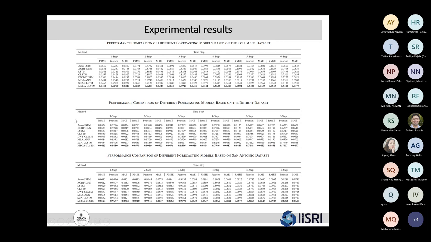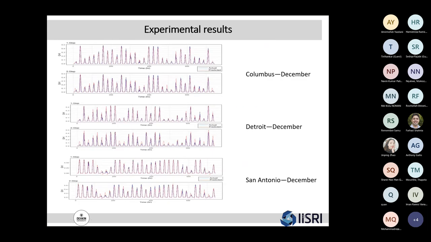You can see such behavior for the other datasets, for example Detroit and San Antonio, where our model performs the best in comparison with the state-of-the-art algorithms. As you can see in this figure, as a specific example, for the month of December for Columbus, Detroit, and San Antonio, for one step and two steps ahead, I have demonstrated the actual values of the GHI time series in blue, and their predicted values in red, obtained by our proposed model for different forecasting horizons.